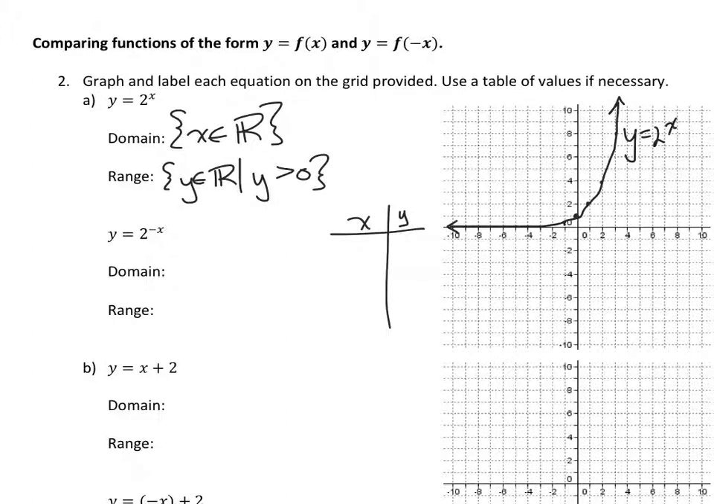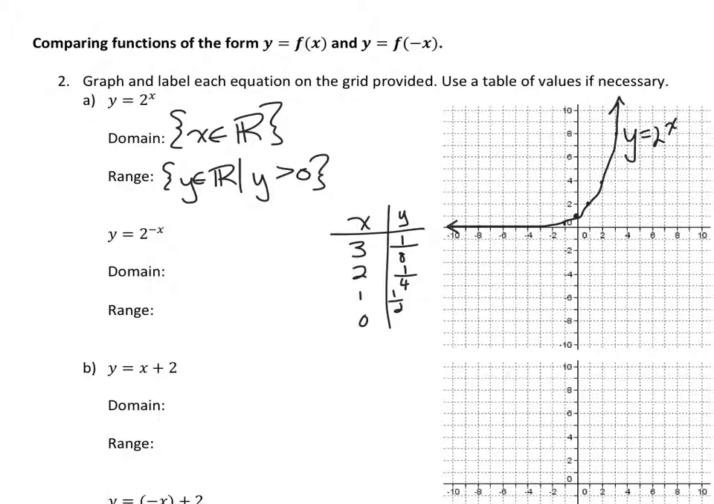So what's x, what's y? Okay, so let's start with a value of 3. So when x is 3, what is 2 to the exponent negative 3? Well, it's 1 over 2 to the exponent 3, which is 1 over 8. What happens when x is 2? Well, it's 1 over 2 squared, which is a quarter. What happens when it's 1? Well, now it's 2 to the exponent negative 1, which is a half.